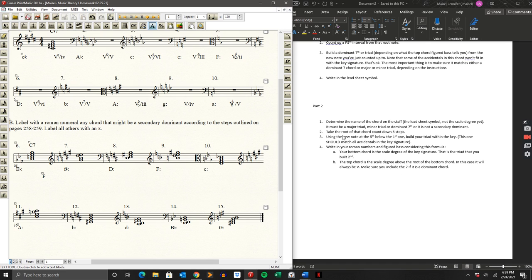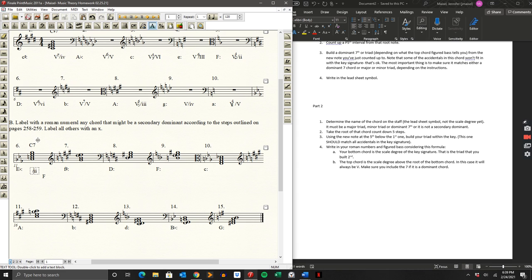So now that you've got your new note, a 5th below the first one, you want to build a triad within the key signature. And this one should match all of the accidentals in the key signature. So a triad with F as the root is going to be an F, A flat, C, which is a minor F, which in the case of E flat major is the 2 chord. So here we know that it is going to be a 2 on the bottom.